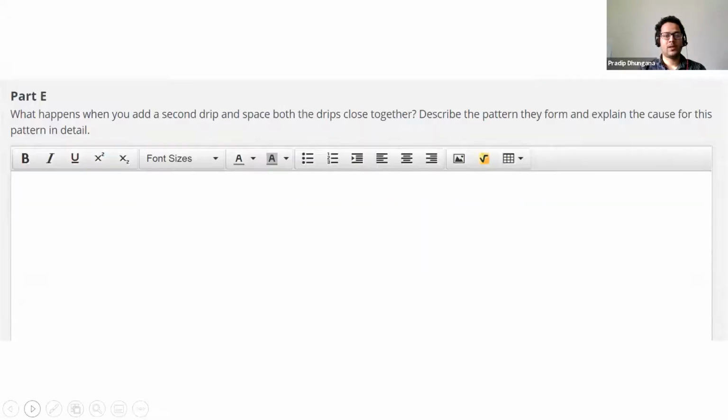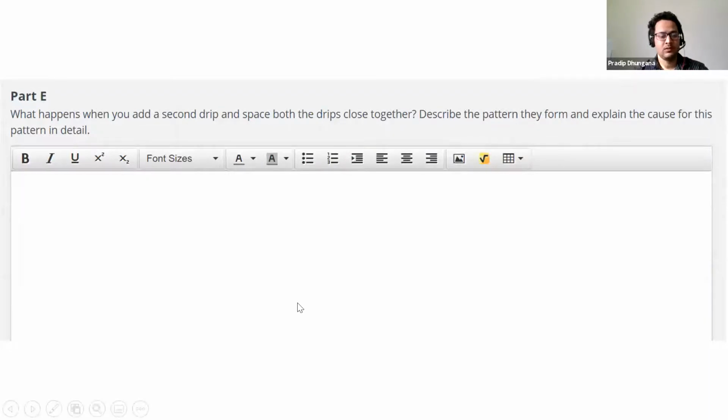Now let's go to part E. Okay, and this question will again go back and add another second drip. The question is, what happens when you add a second drip and space both the drips close together? Describe the pattern they form and explain the cause for this pattern in detail.